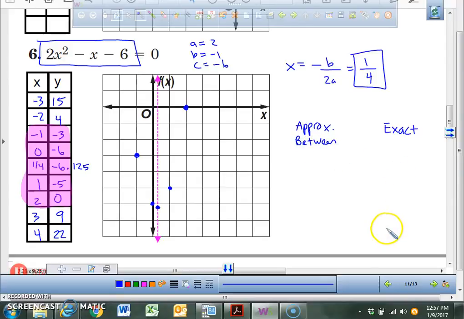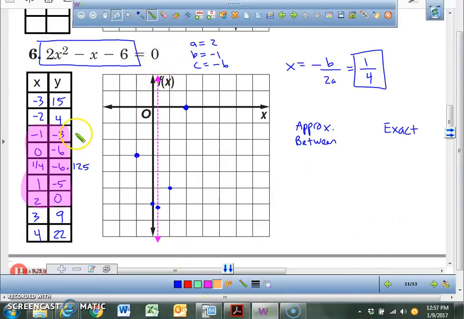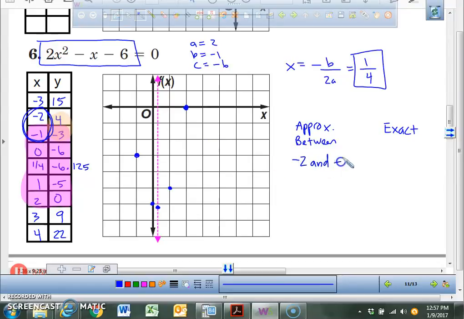So let's think about where they will be between. Does everybody see that a 0 for your y values would probably be between a 4 and a negative 3? That's where your 0 for your y values would be. Which means one of our answers has to be between which two integers? Between a negative 2 and a negative 1. So we're right. Between a negative 2 and negative 1.